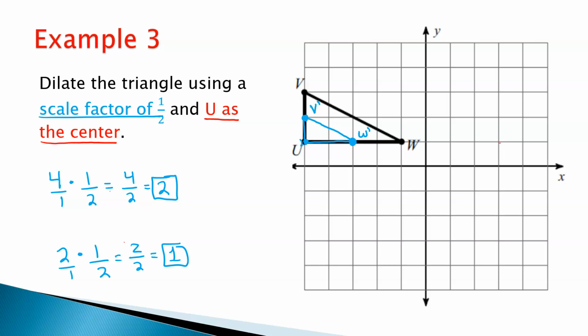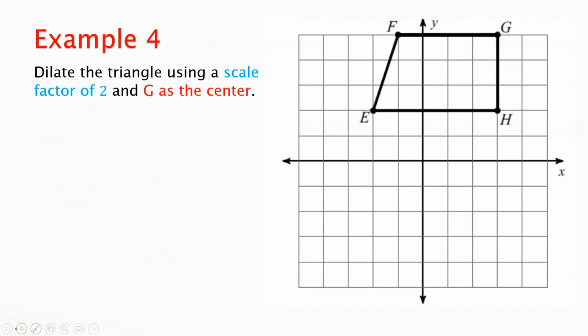So we just applied a dilation, and again, the center was U. So here, everything was getting pulled towards U because our scale factor is 1 over 2. It's getting shrunken towards U. So when your center is not the origin, do not use the coordinates. Use the actual side lengths. Let's try that one more time.